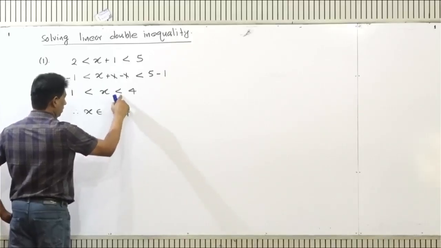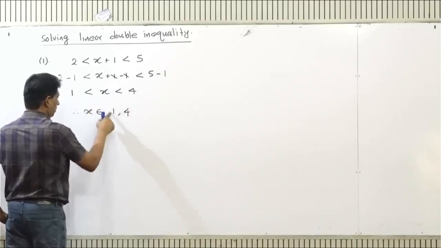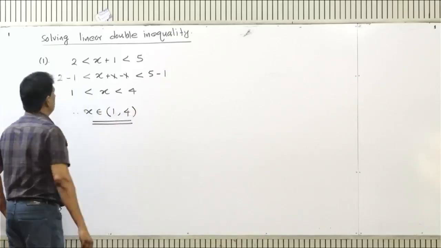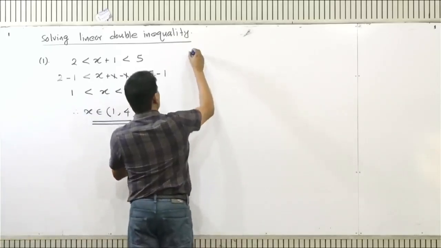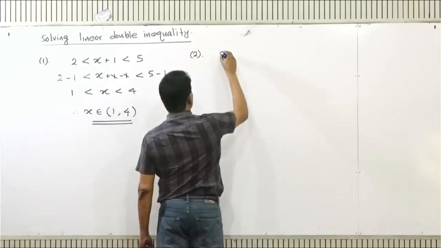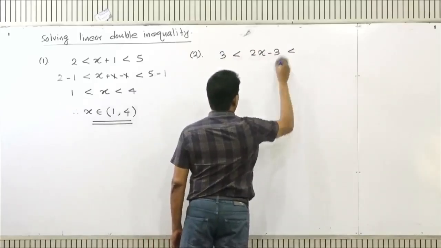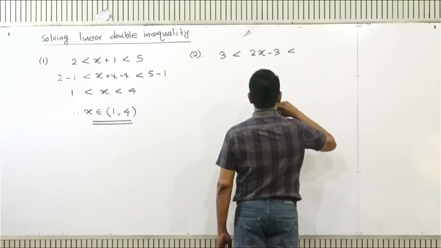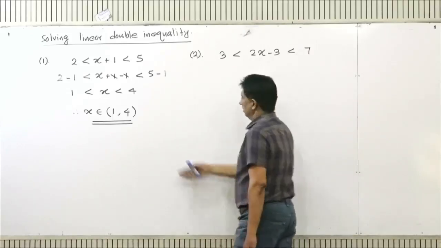x is not equal 4, here not equal mark. x is not equal 1, here not equal mark. So we have to put normal brackets. This is the solution. Second one. Let's do this one.